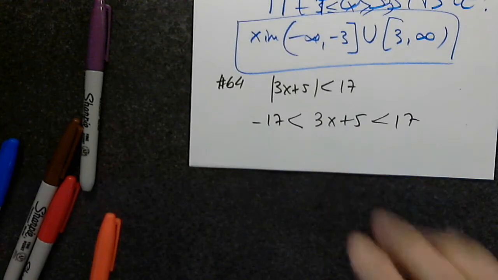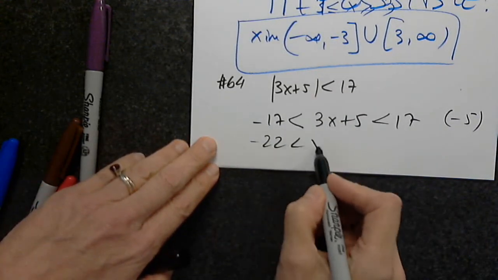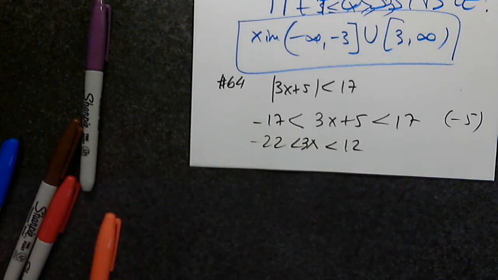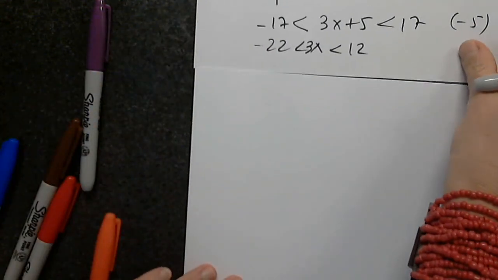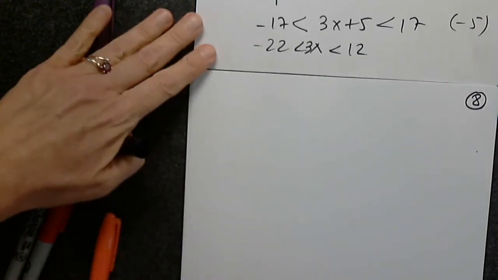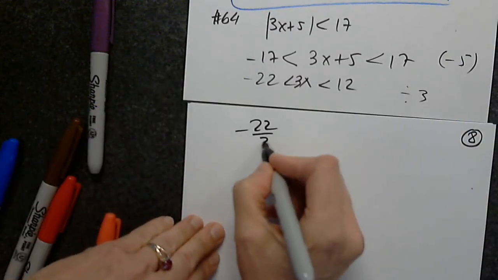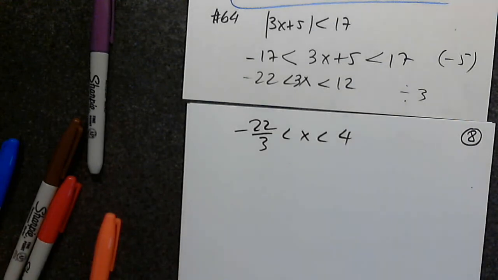-5. Correct. We have to subtract 5 from all 3 sides. -22. Good. Is less than 3x is less than 12. Awesome. And then final step. Divide by 3. Very good. So no difficulty whatsoever, but please dictate the interval notation and I will write it.